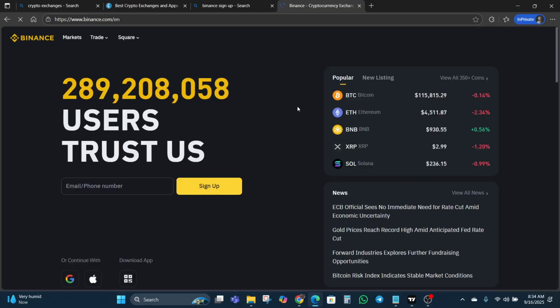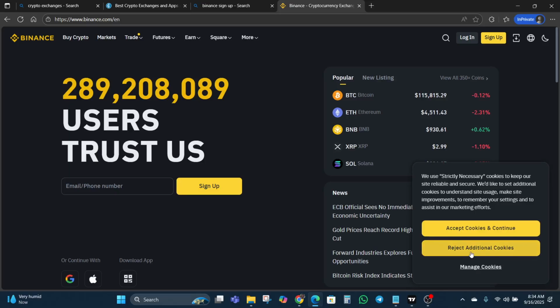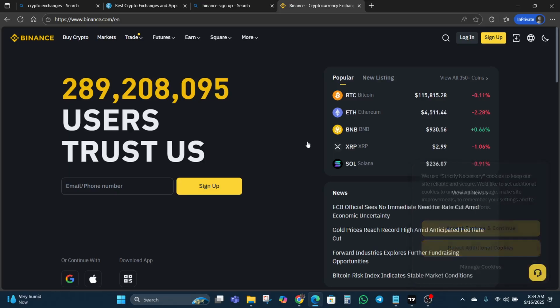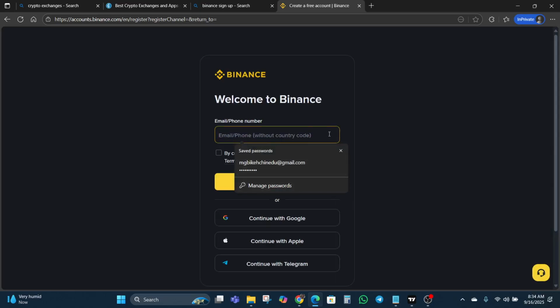So I think I'm just going to be using Binance as our example in this particular video. If you don't have an account, of course, you select the particular crypto exchange you want to use. You must not necessarily use Binance, but I'm just using Binance as an example. So you go to sign up, and you put in your email address. Of course, just follow the due process.